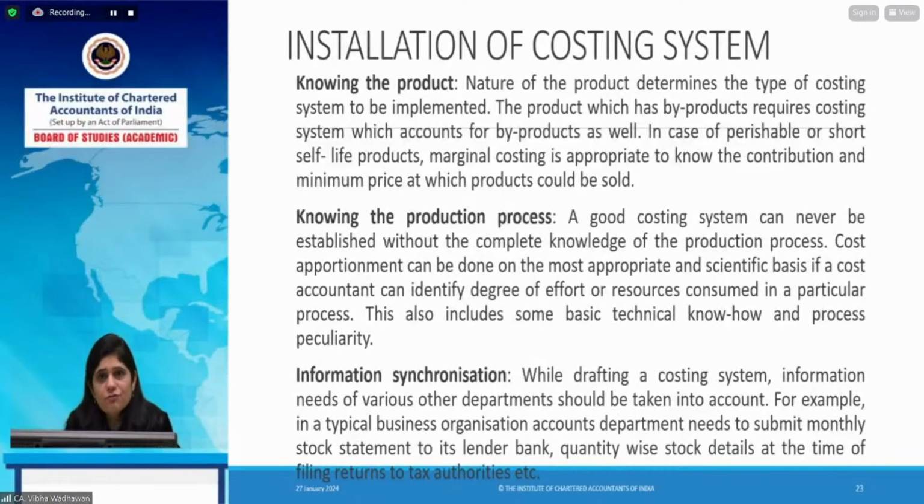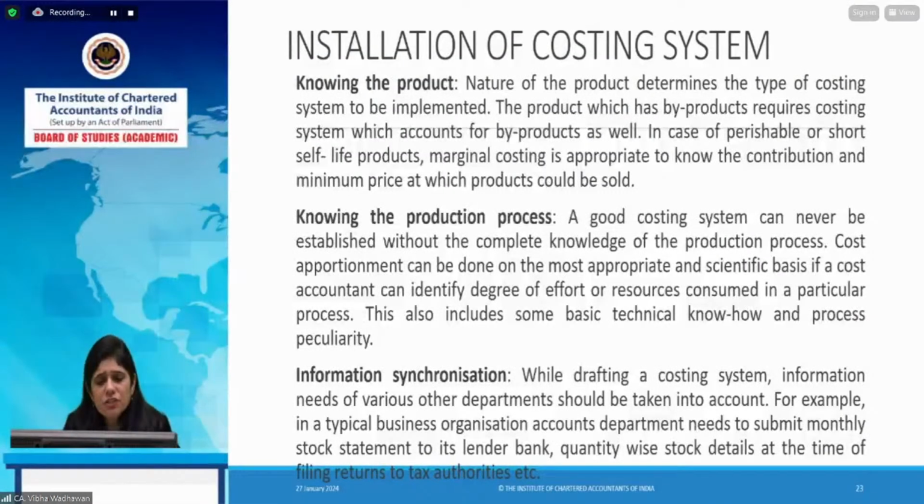Knowing the product, of course, the costing system majorly depends upon the type of product. The product which has a byproduct, let us say the paper industry or the sugar industry, byproducts also come out. In the sugar industry molasses comes out, in the paper industry pulp comes out. So you have many byproducts coming in the process. If you have a byproduct, then byproduct costing also has to be done. So accordingly, that particular type of costing system should be there, so that the costing of the byproduct is also given.